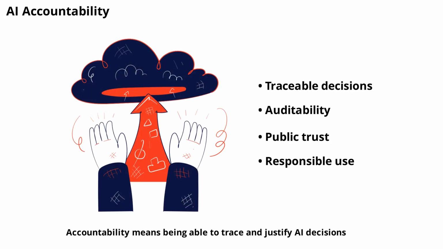Accountability means being able to trace and justify AI decisions. Explainable AI makes it possible to audit and review how and why decisions were made. This accountability is crucial for building public trust and ensuring that AI systems are used responsibly and ethically.